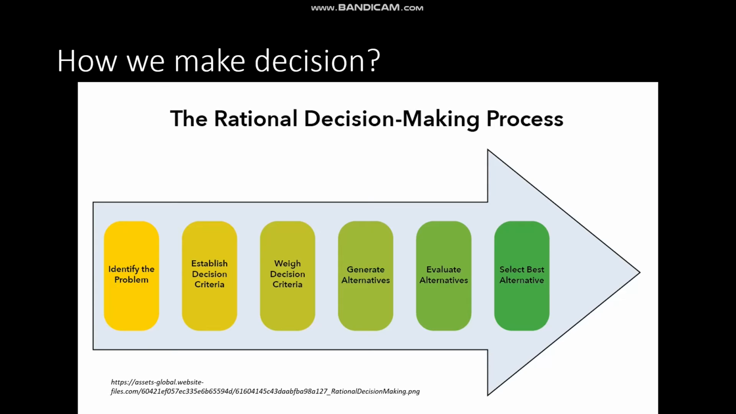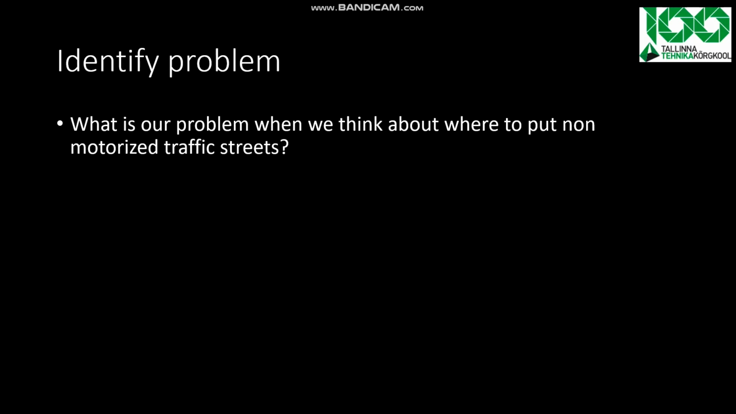Next thing would be how to make a decision. Like I said before, we want to make an algorithmic decision on where to make a non-motorized traffic network. So how to make a decision? The rational decision-making process has six steps. So let's take them apart.